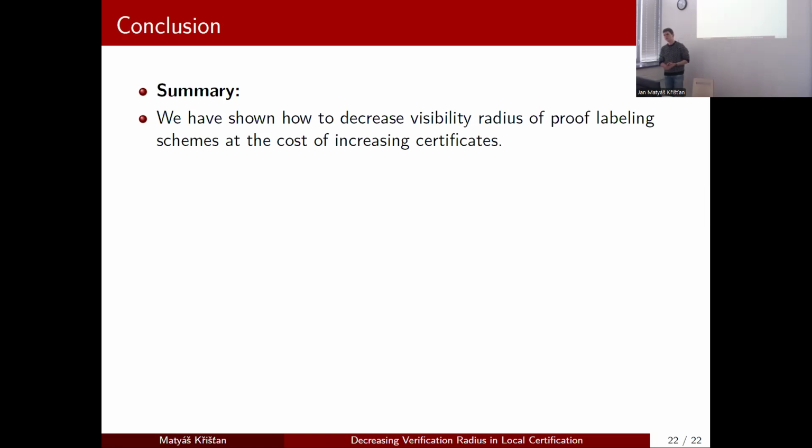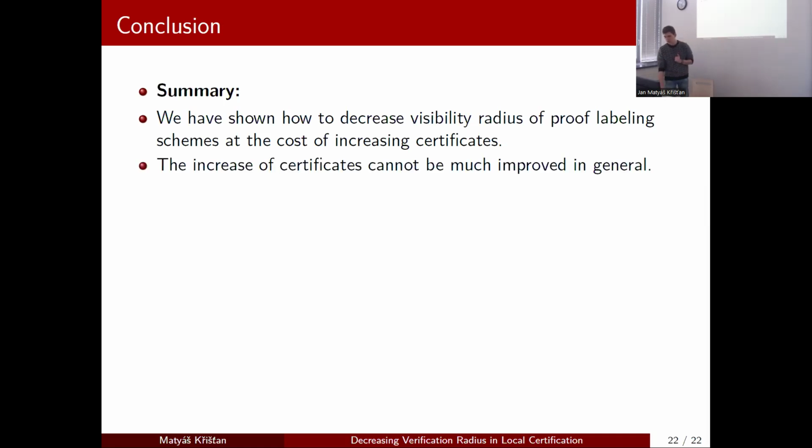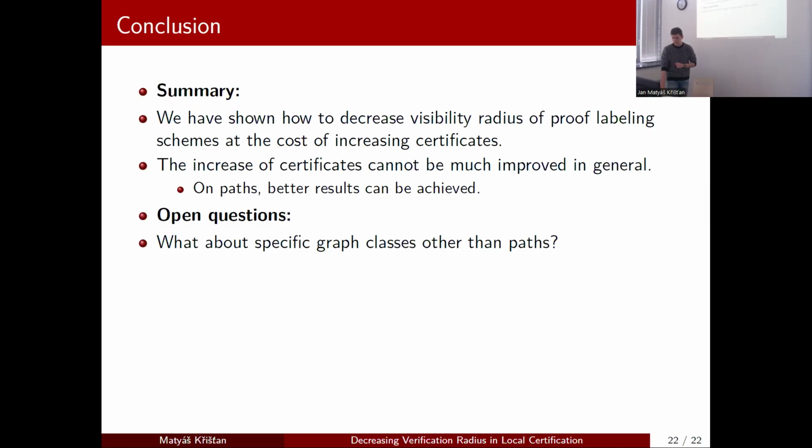Okay, so to summarize, we have shown how we can decrease the visibility radius at the cost of increasing certificates. We have shown that this cannot be improved by much, up to some gap. We include that on some specific graph classes we can do better, for example, on paths. And the question is, of course, what about different graph classes?